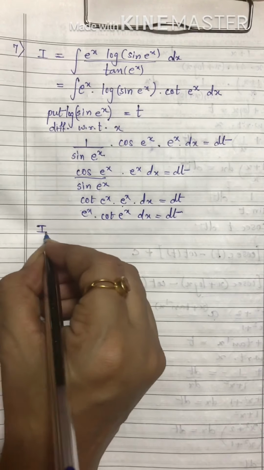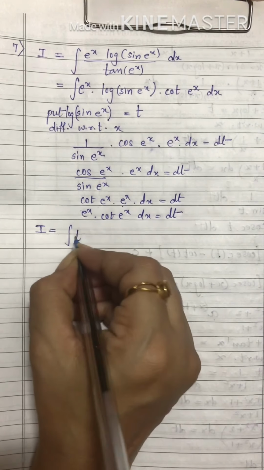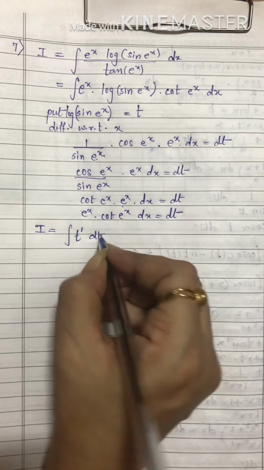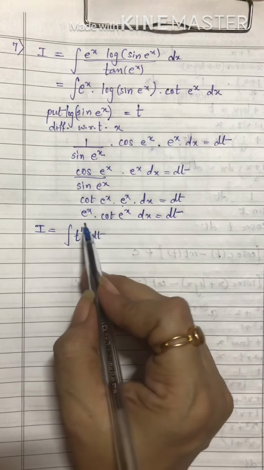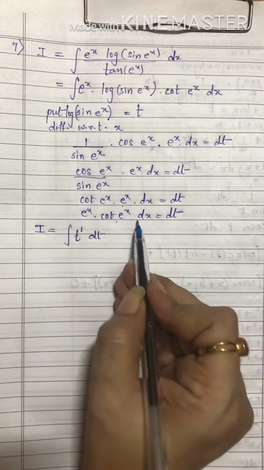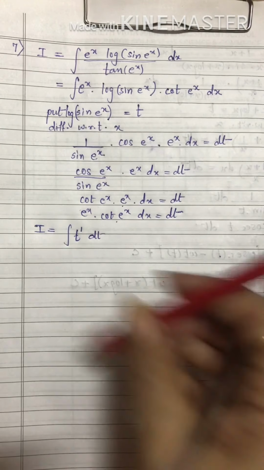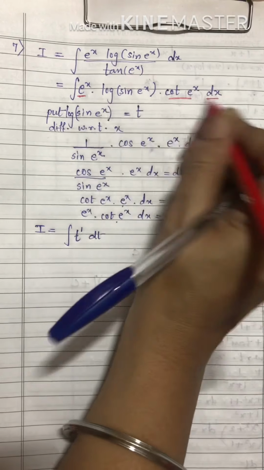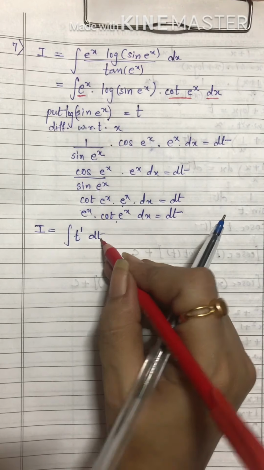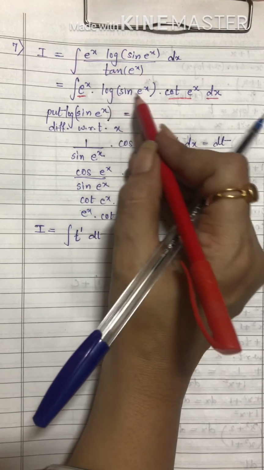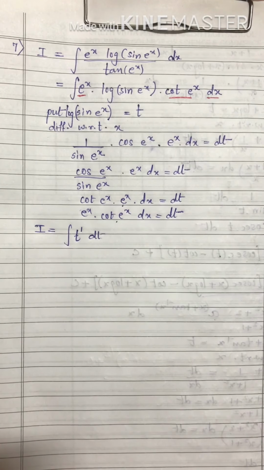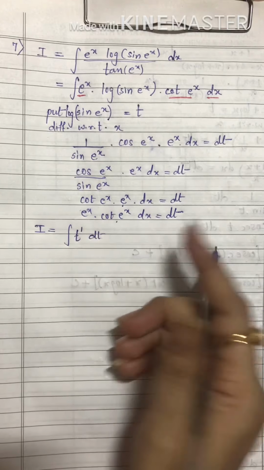So now we will write I again. So I is equal to integration of t raised to 1 dt. I hope you have understood how I took this. Now see, e raised to x cot e raised to x dx, which is this, e raised to x cot e raised to x and dx, in place of this we have written dt, and then what remains, log sine e raised to x, that we have taken as t, and t means t raised to 1, so I have written it as t raised to 1.